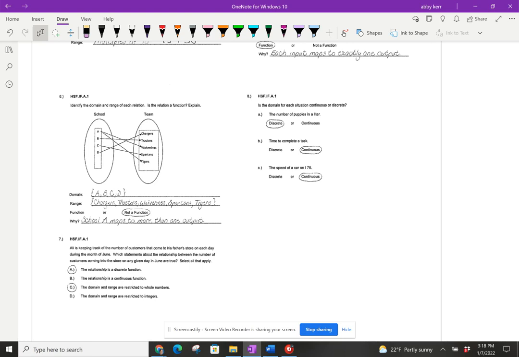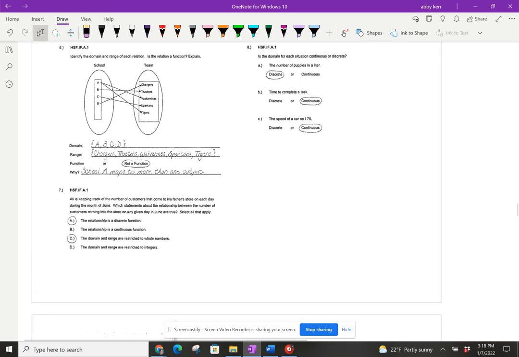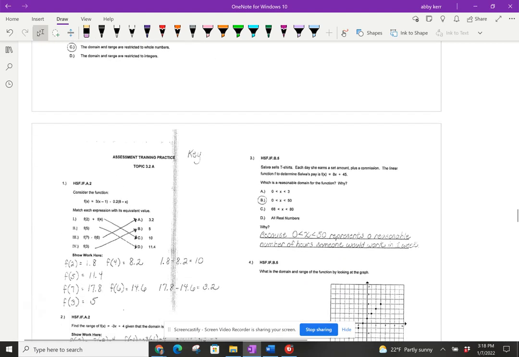Number 8 is a discrete function because puppies can only be whole numbers. Time for part B is continuous because you can have fractions and decimals. And so is the case with speed. Now, number 7 is a discrete function because the domain and range are restricted to whole numbers. So we're only talking about day 1, day 2, day 3 for June, and we're only talking about the amount of customers, which are whole numbers.